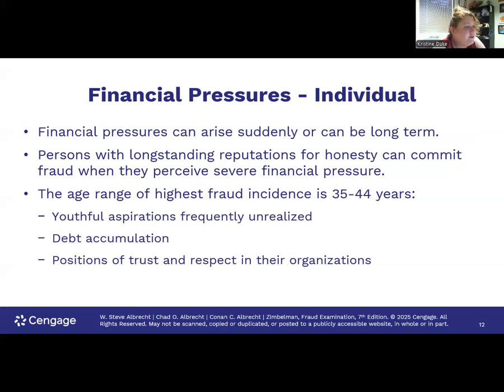Persons with long-standing reputations for honesty can commit fraud when they perceive severe financial pressure. The age range of the highest fraud incident is 35 to 44 years old. You can find the statistics in the Association of Certified Fraud Examiners' report to the nation. They do an annual report to the nation and they have all these statistics in there. Debt accumulation, positions of trust and respect in their organization.